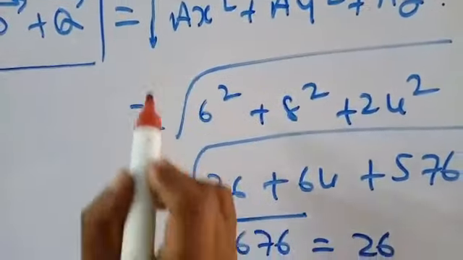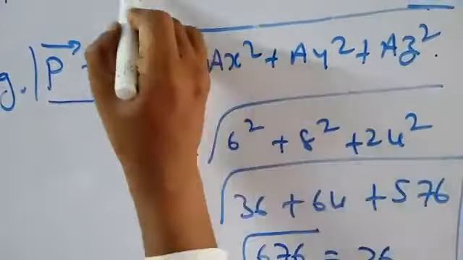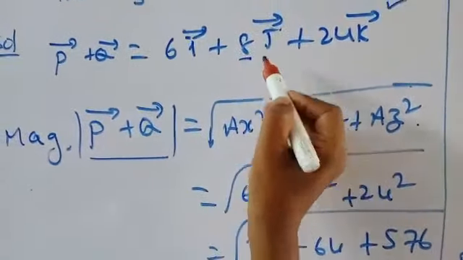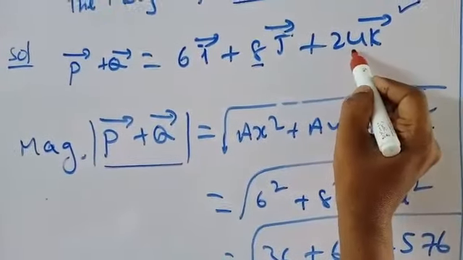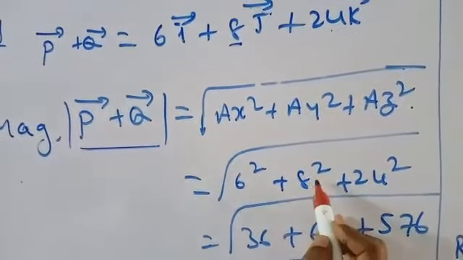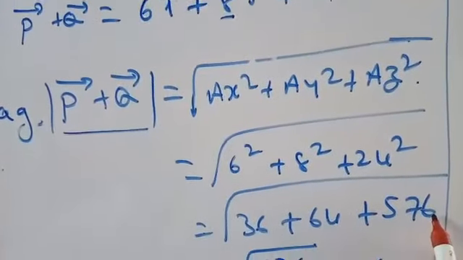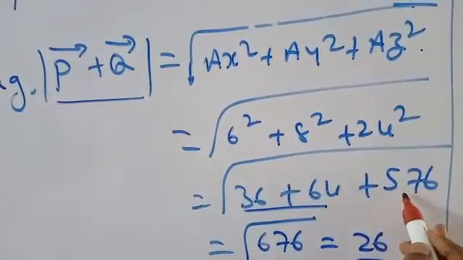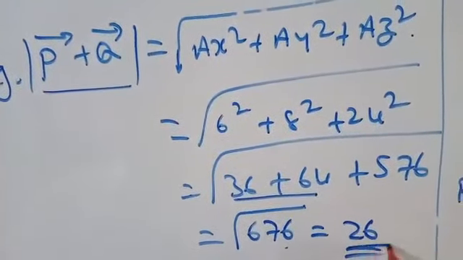Along the x-axis i, that is 6 square. Along the y-axis, that is 8 square. Along the z-axis, 24 square. So 6 into 6 is 36, 8 into 8 is 64, 24 into 24 is 576. So 36 plus 64 is 100, plus 576 is 676. The square root of 676, that is 26, is the answer.